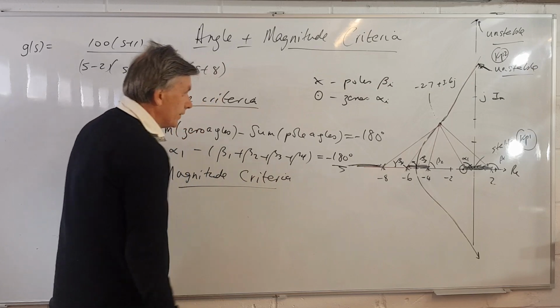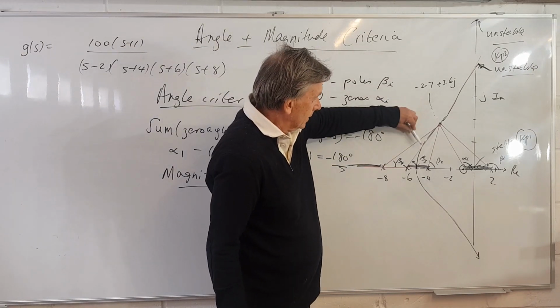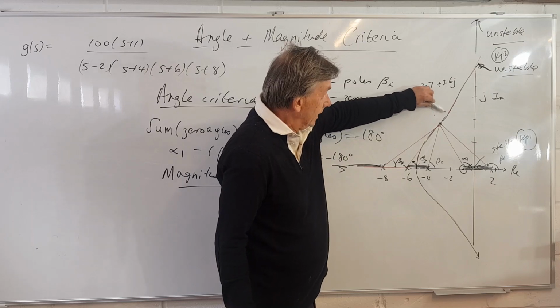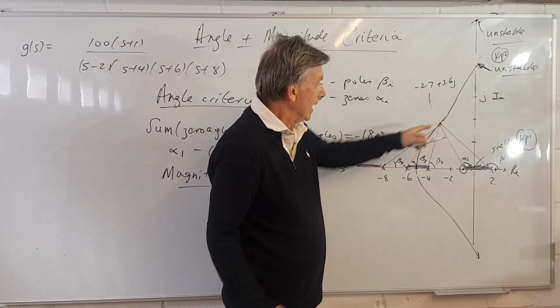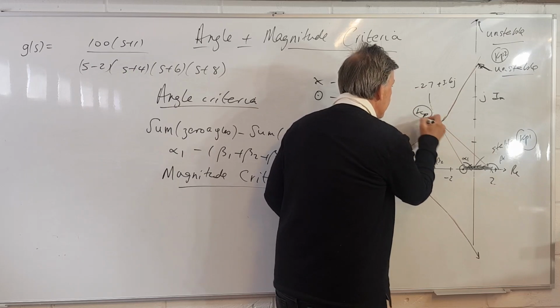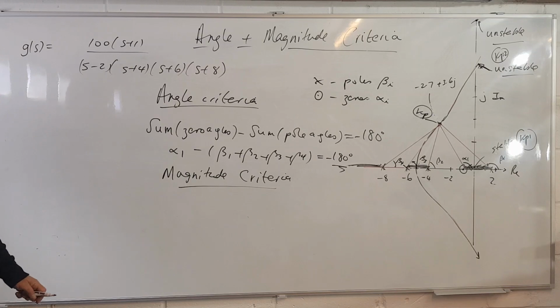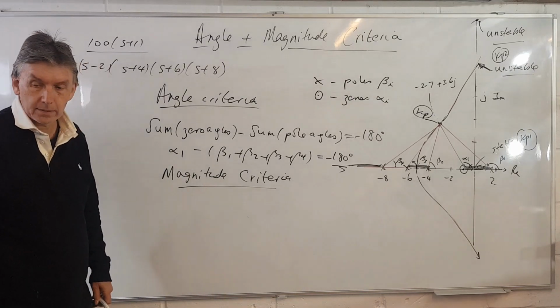Now this one's slightly different. What we don't know at the moment is what the gain at this point is. As you go along the root loci, the gain changes. So we'd like to know what the gain at that point is. So we could call that, say, Kp. And we can use the magnitude criteria to find out what the value of Kp is.